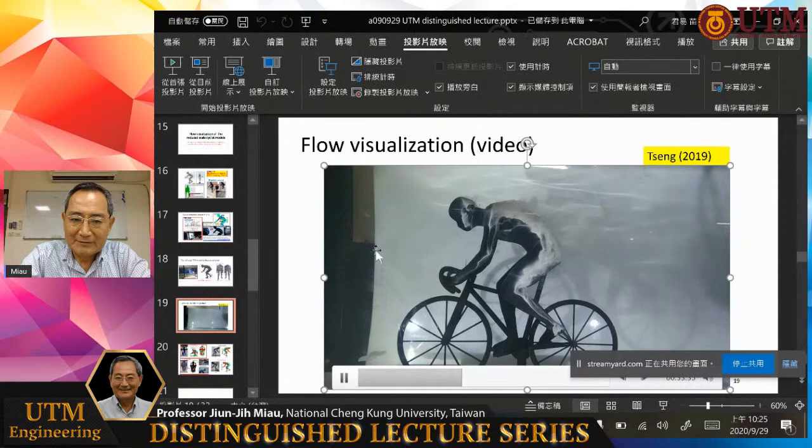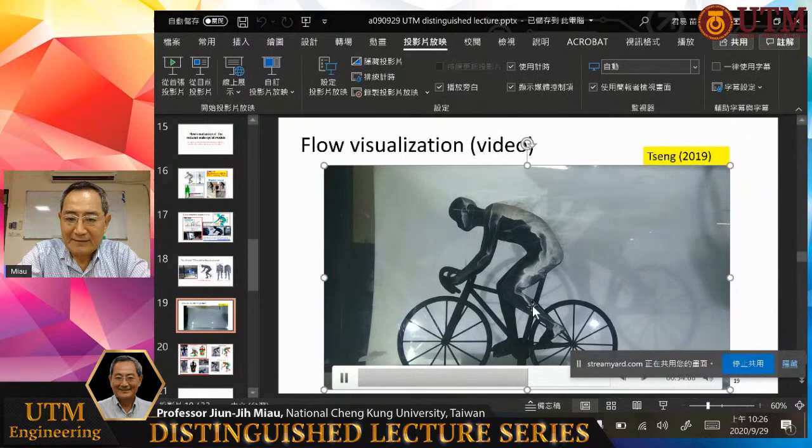You can see that as time goes on, these patterns will appear. In the pattern that appears here, we are particularly interested in this border, and this border line indicates the separation line. So you can imagine that behind this separation line is where massive flow separation occurs, with a lower pressure on the surface. That is the reason this pressure drag is produced.